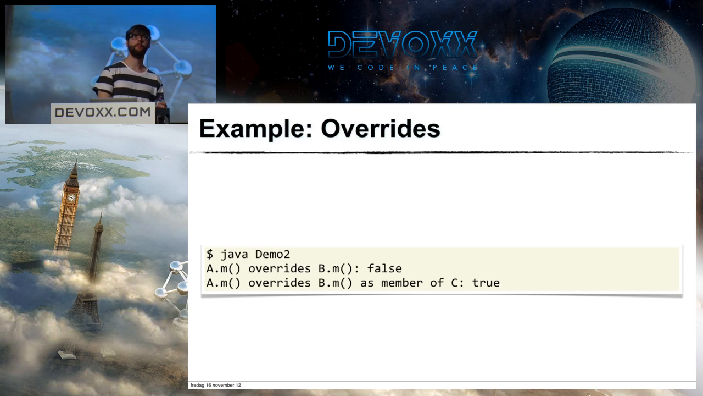So this would have been much more difficult to write in reflection. If you need to ask these kinds of questions, using the language model API is a much better tool for the job.